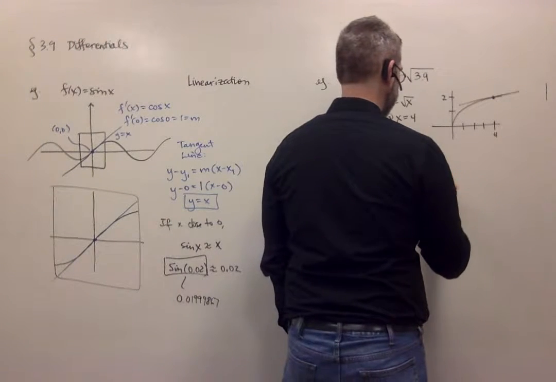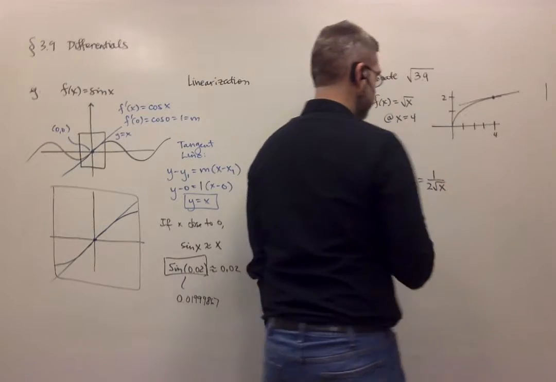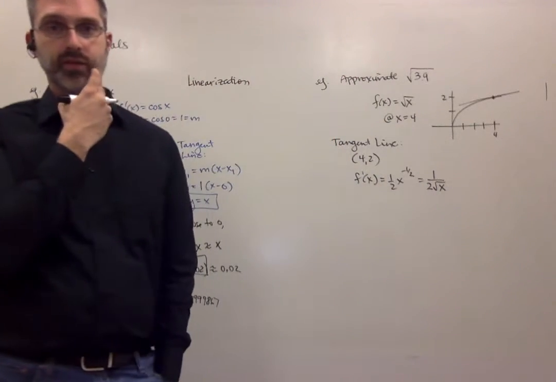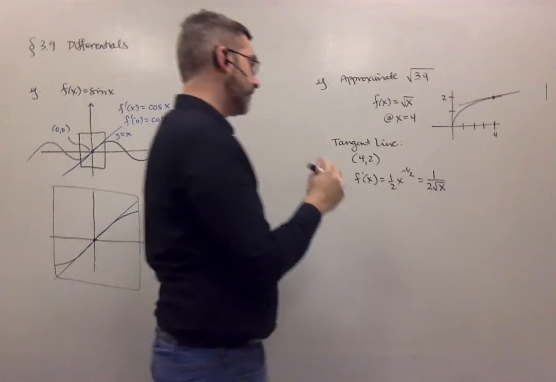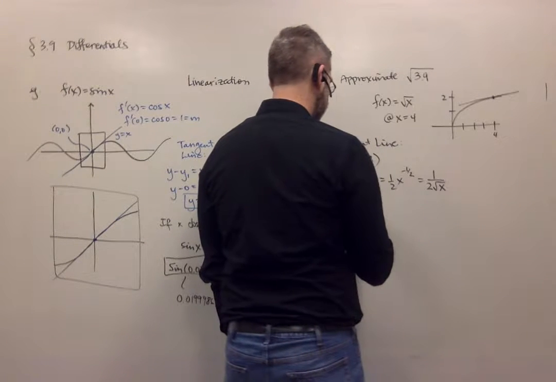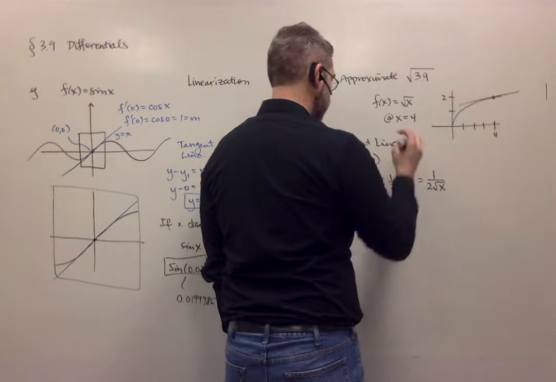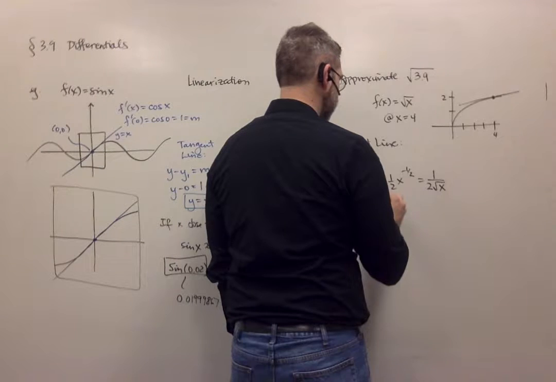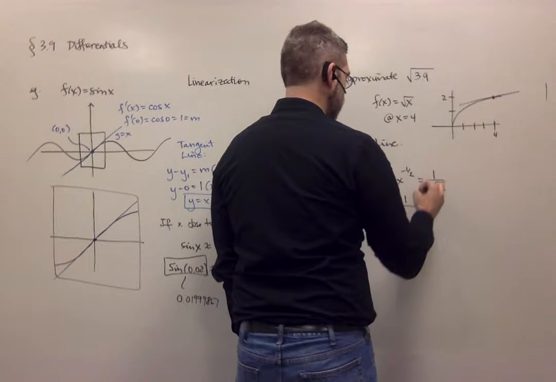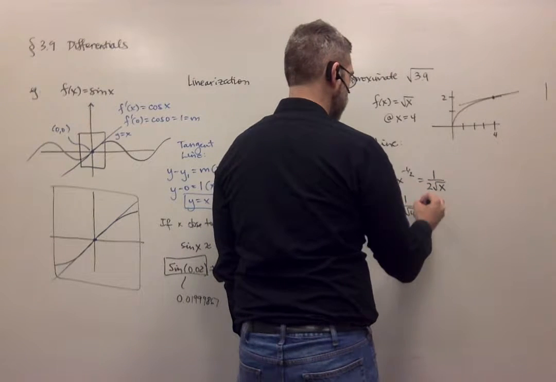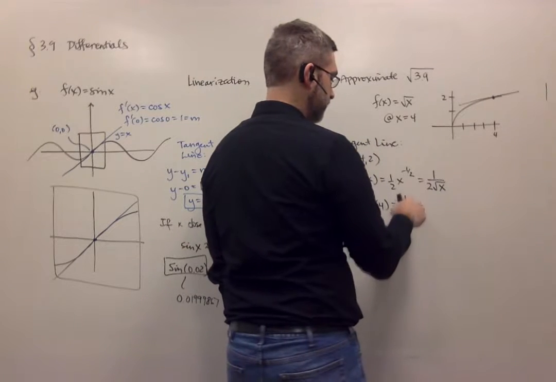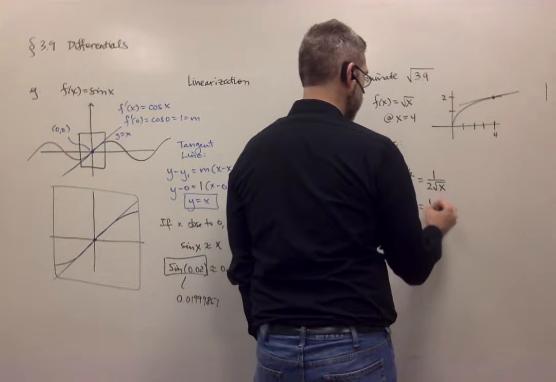Which, if I clean that up a little bit, so the slope everywhere is 1/2 square root of x. I don't want the slope everywhere. I want the slope at 4. That's going to give me my slope of this tangent line. So the slope at 4 is 1/2 root 4. That's root 4 is 2. So 1/2 times 2 is 1/4.